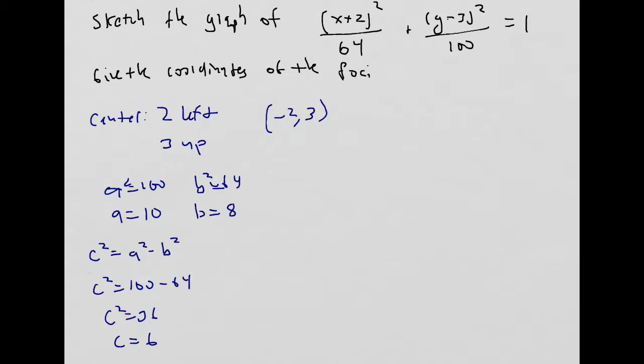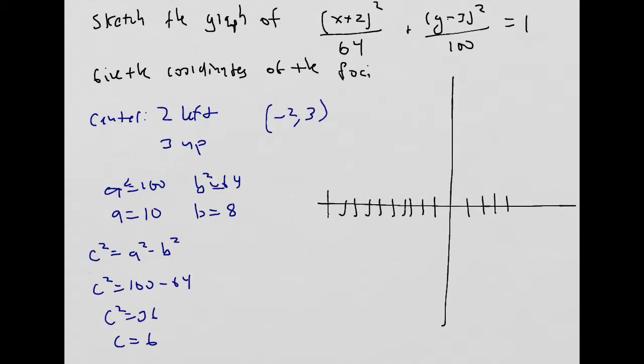The last thing we should do is determine which one is the major axis. Because the bigger number is beneath the y term, the major axis in this case will be vertical. So what that means is we go a units away from the center, but in this case, we're going to go up and down. We can go ahead and plot the center. Obviously, we should always do the center first.